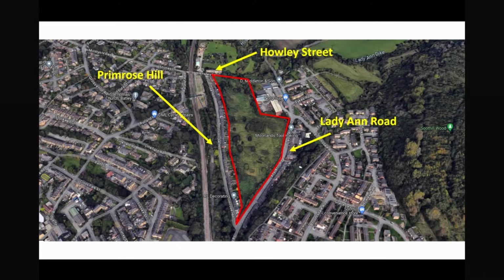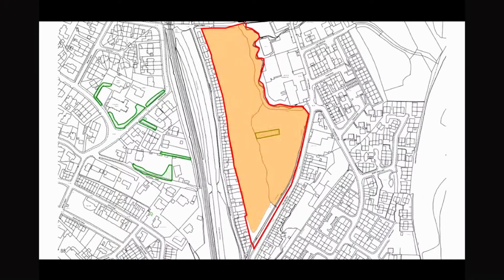Along the site's east boundary, adjacent to Lady Anne Road and some of the commercial units to the northeast, is Howley Beck. The area is predominantly residential, although a grouping of commercial units is located immediately to the northeast of the site. The site is allocated for housing in the local plan with an indicative capacity of 97 dwellings. The area in green in the centre of the site is a group tree preservation order.